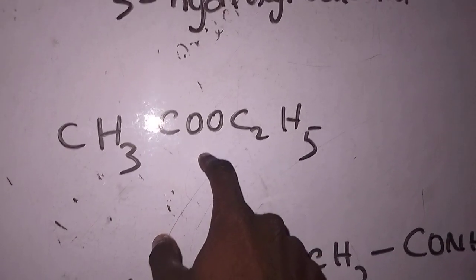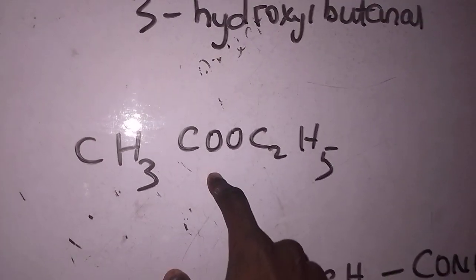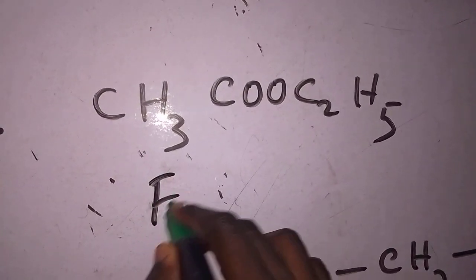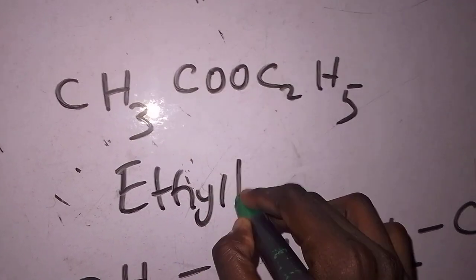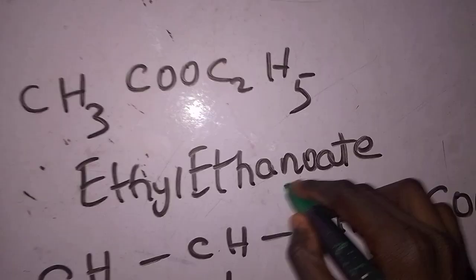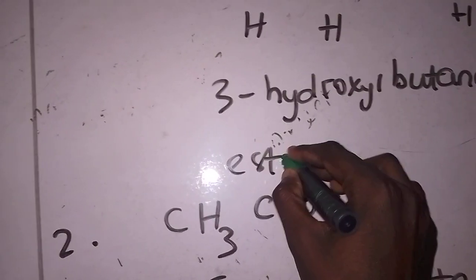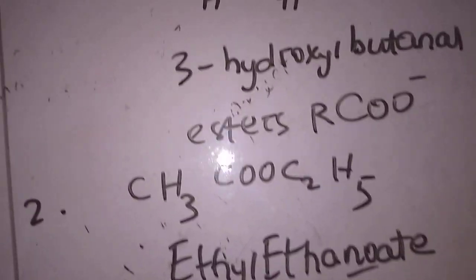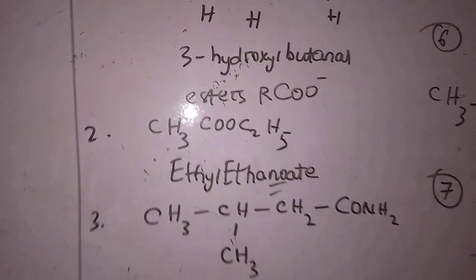This is COO. I call it RCOO. COO is under alkanoates. This is 1, 2. This is ethanoate. So the IUPAC nomenclature for number 2 is ethyl ethanoate. Ethyl ethanoate. These are esters. Esters, they have the COO functional group. I call it RCOO. This is how we symbolize it.